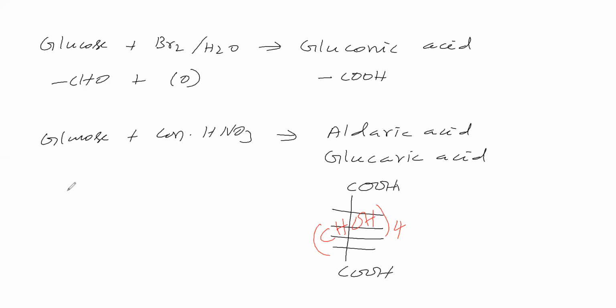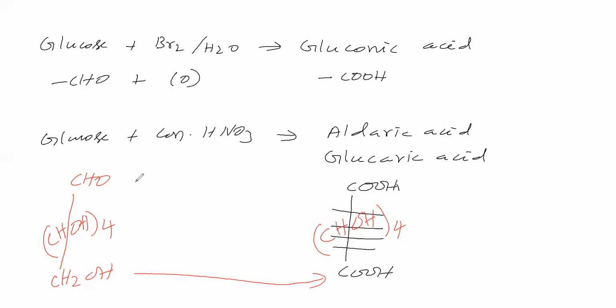So this indicates that in glucose, the top contains the aldehyde group, the bottom contains the CH2OH group, and in the rest, CHOH is present 4 times. So this CH2OH is converting into carboxylic acid, and this aldehyde is converting into carboxylic acid. In glucose oxidation with conc. nitric acid, the aldehyde oxidizes, the primary alcohol oxidizes, whereas the secondary alcohol is not oxidizing.